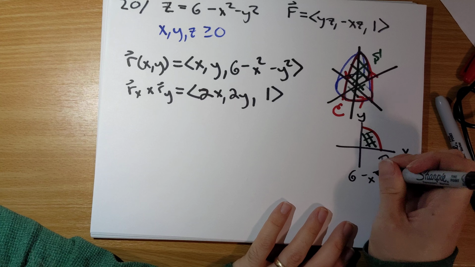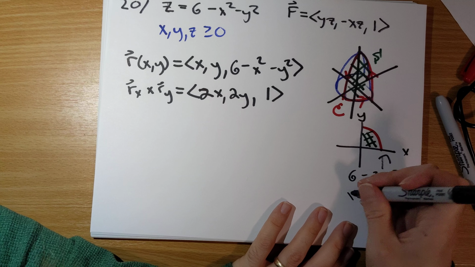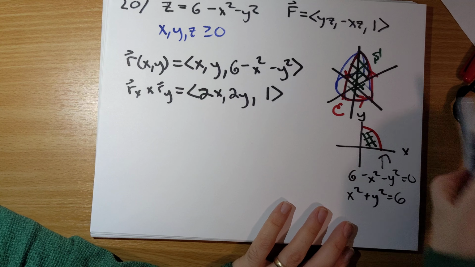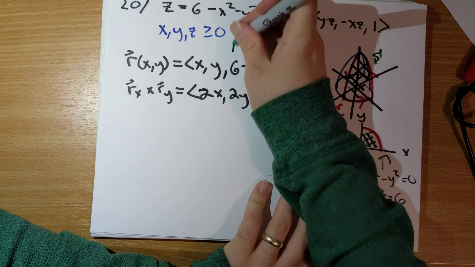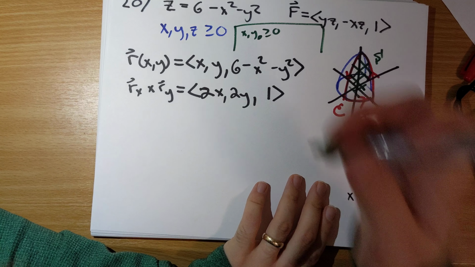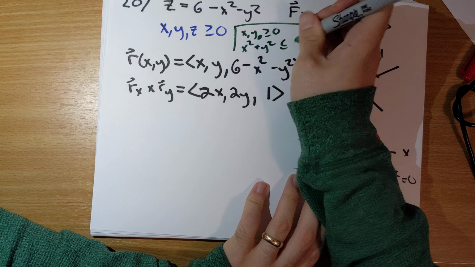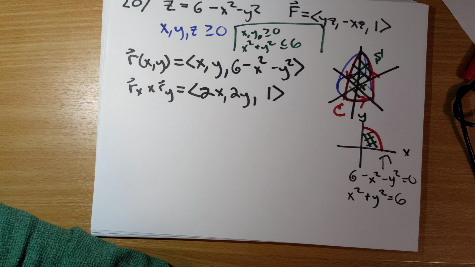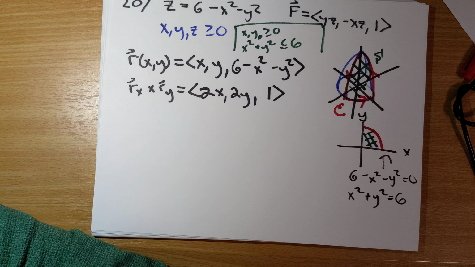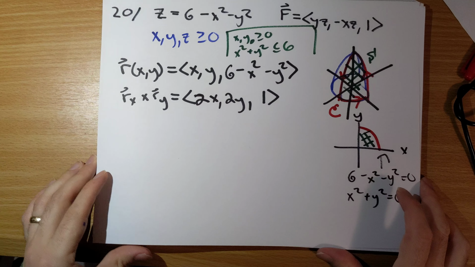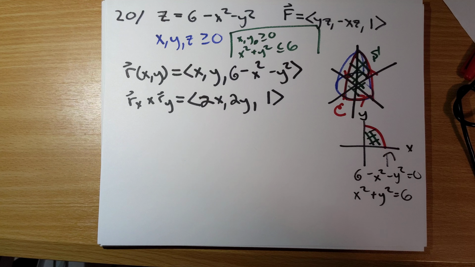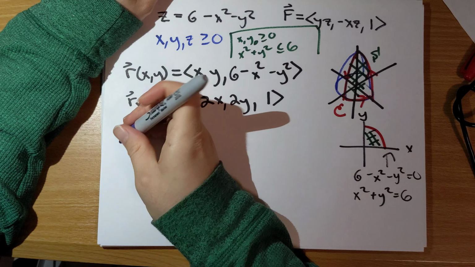So this is 6 minus x squared minus y squared equal to 0, where x squared plus y squared is equal to 6. So the allowable bounds here, let me put them inside this box: x and y are both non-negative, but also x squared plus y squared is less than or equal to 6. Okay, so that's part A and part B. Part C is asking us to find the curl of this vector field here. I bet we're going to do Stokes' theorem coming up pretty soon.